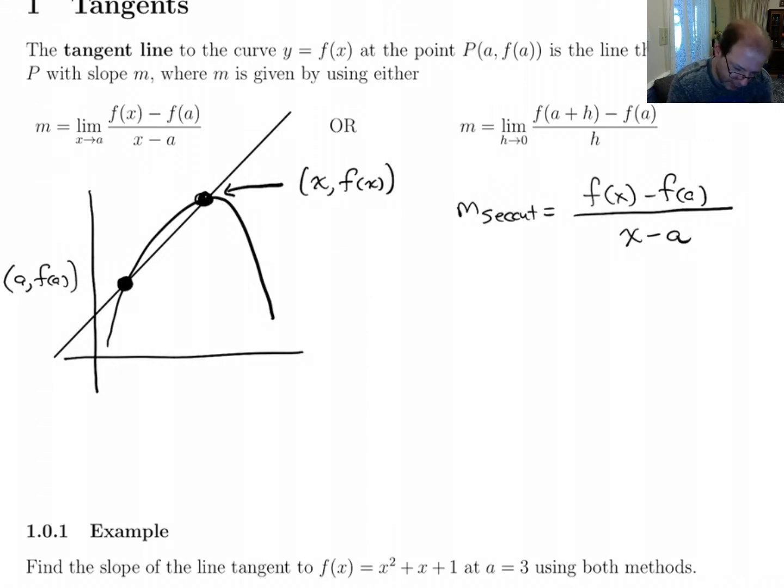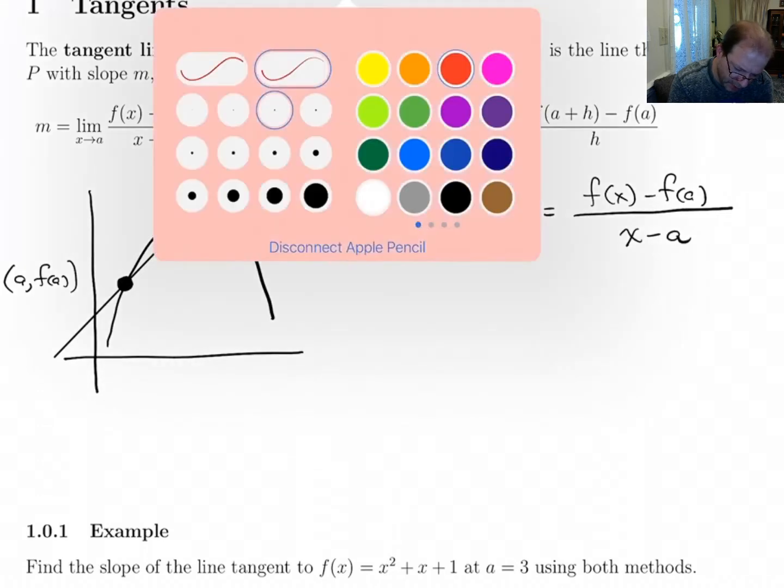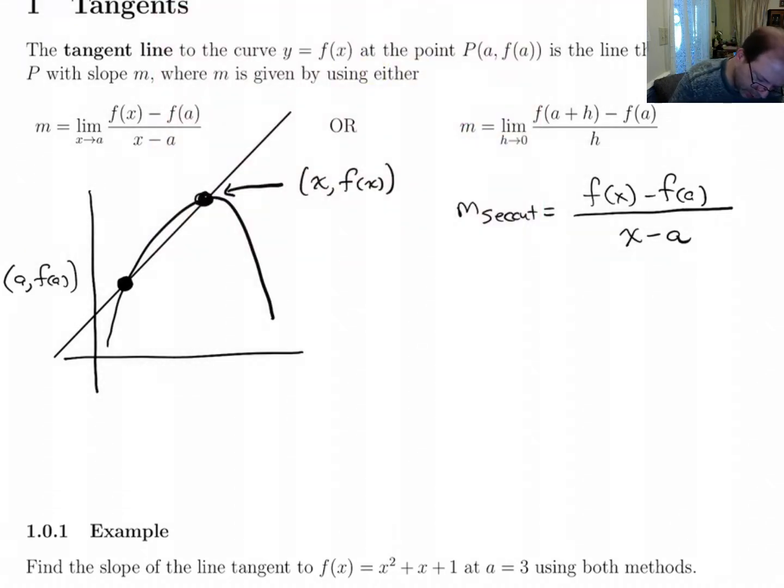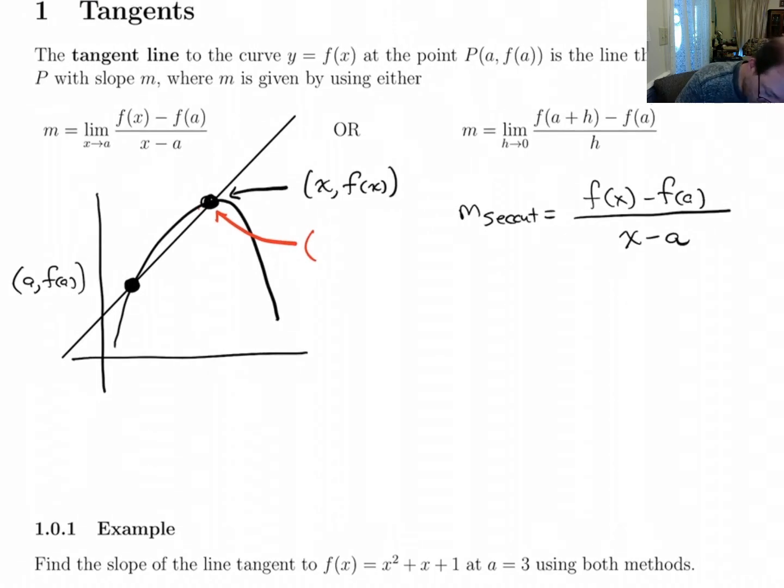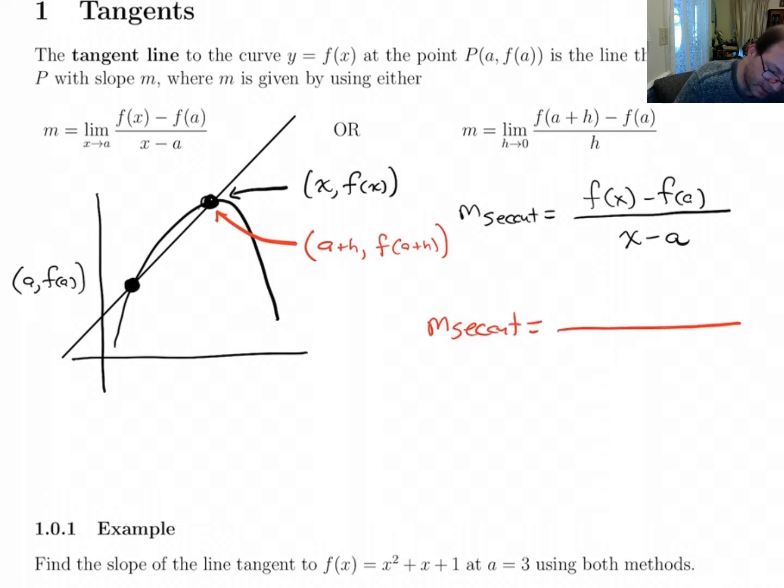Now, this other equation gives us the same thing. I'm going to do this one in red, because really all we're going to do is relabel this point. Instead of calling it x, f of x, I'm going to call its x coordinate a plus h, and its y coordinate f of a plus h. It's still the same line, so it's going to have the same slope.